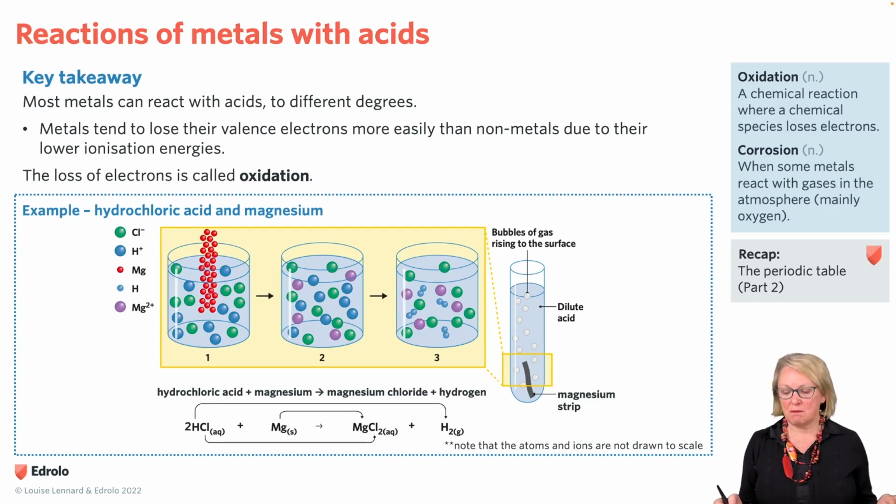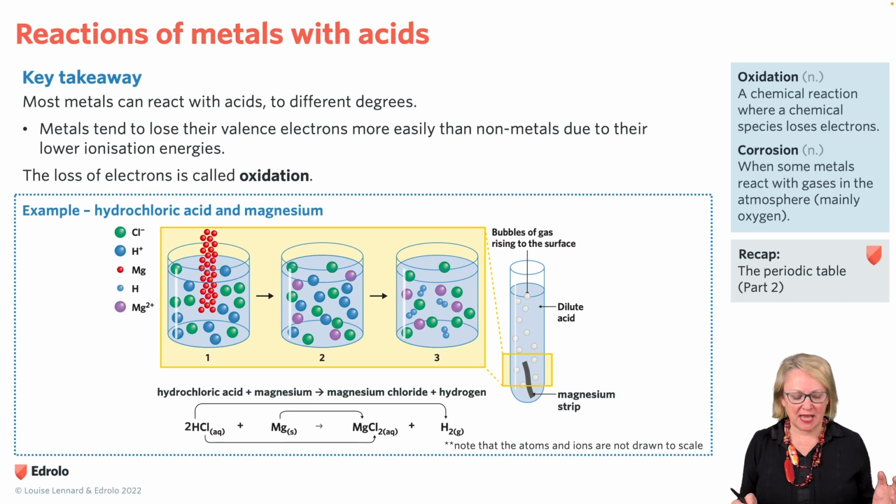Corrosion is when some metals react with gases in the atmosphere, and that's a form of oxidation. And when we looked at the rusty ship before, that's an example of rust, which is a particular type of corrosion when iron corrodes.